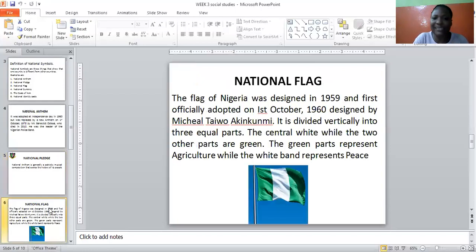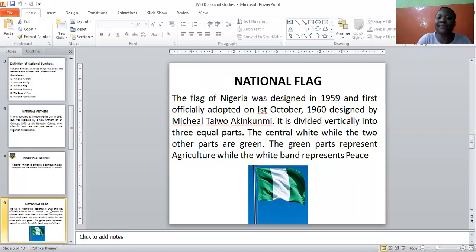Another national symbol is the national flag. The national flag was designed in 1959 in order to greet the occasion in 1960, and it was officially adopted on 1st October 1960. The national flag was designed by Michael Taiwo Akinkunmi. It is divided vertically into 3 equal parts. The central part is white and it has 2 green parts on the sides. So the colors are green, white, green. You must have known that, but put it now into your memory.